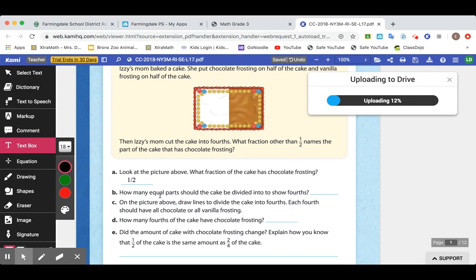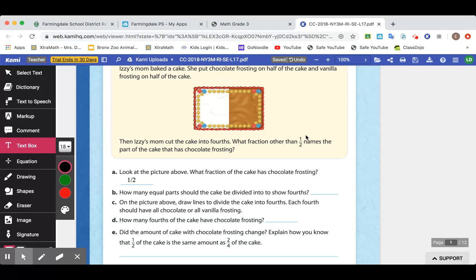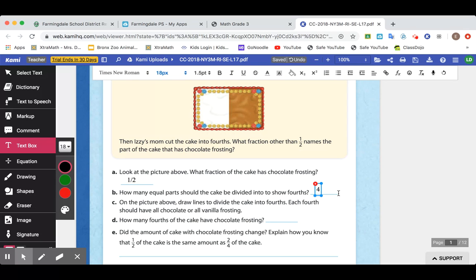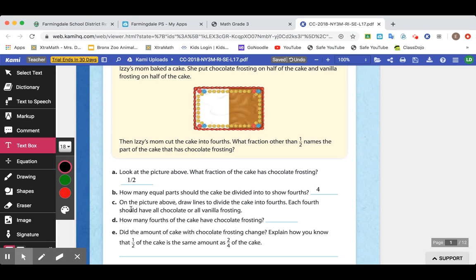Okay, it says for question B, how many equal parts should the cake be divided into to show fourths? So if I wanted 4 equal pieces, if I wanted fourths, I'm going to have, you're right, 4 equal pieces. So let's put a 4 here. Now it says on the picture above, draw lines to divide the cake into fourths. Each fourth should have all chocolate or all vanilla frosting.